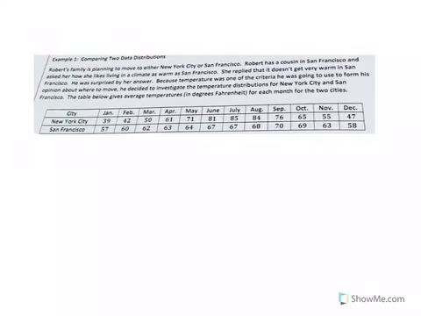Here's an example, and I'm going to read it to you. Robert's family is planning to move either to New York City or San Francisco. Robert has a cousin in San Francisco and asks her how she likes living in a climate as warm as San Francisco. She replied that it doesn't get very warm in San Francisco. He was surprised by her answer. Because temperature was one of the criteria he was going to use to form his opinion about where to move, he decided to investigate the temperature distributions for New York City and San Francisco. The table below gives average temperatures in degrees Fahrenheit for each of the months between the two cities.